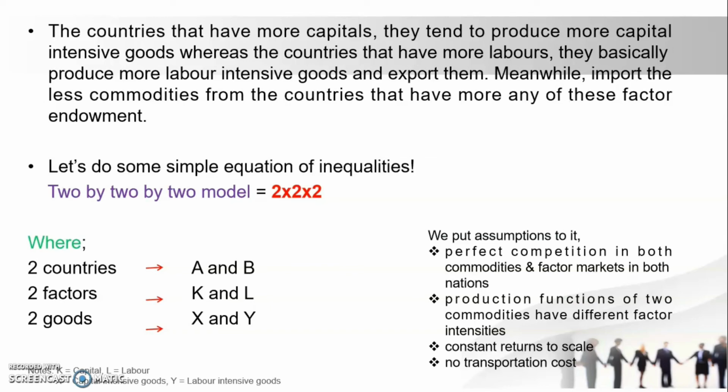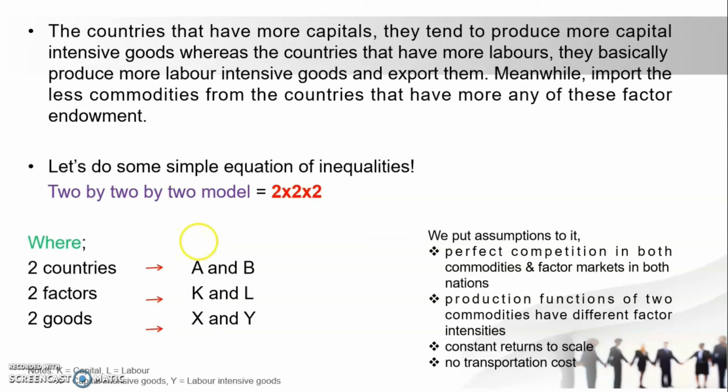Let's do some simple equations of inequalities, and we will be referring to the 2 by 2 by 2 model. Let's say here we have two nations marked as A and B. Two factor endowments, obviously capital and labor, where K represents capital and L represents labor. Next, we have two goods, X and Y, where X represents the capital-intensive good, meanwhile Y represents the labor-intensive good.